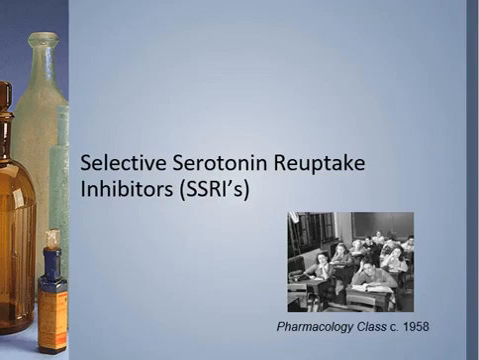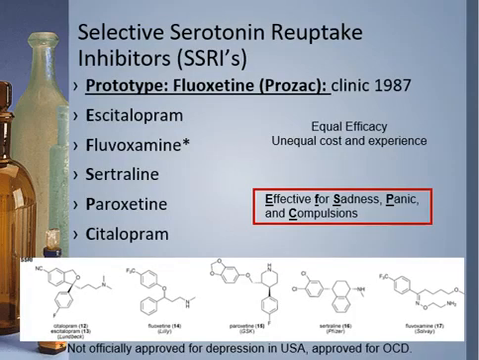The first group of drugs that we're going to talk about are the SSRIs, which we actually mentioned in a previous case several months ago. SSRI stands for selective serotonin reuptake inhibitor, and the prototype here is fluoxetine, of course, brand name Prozac, which was released in the clinic in 1987. Other SSRIs are listed here. Essentially, they're equally efficacious. The only things that really differ between them are the cost of these drugs, as well as the clinical data and clinical experience with each drug in different diseases.